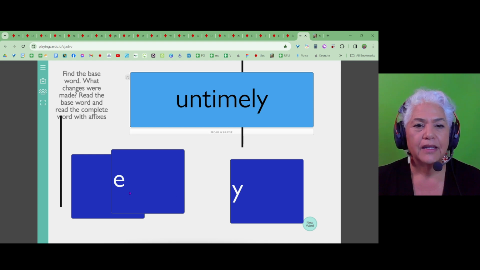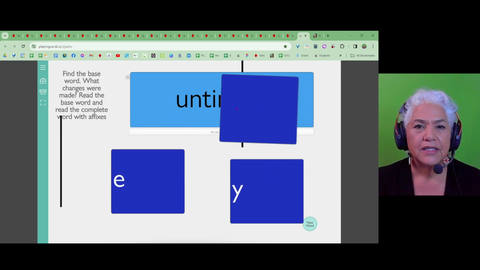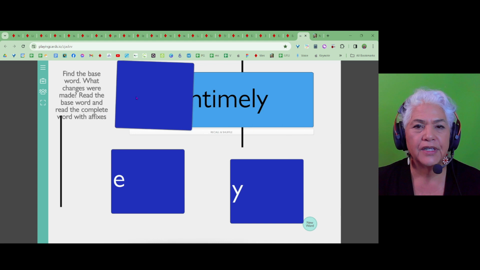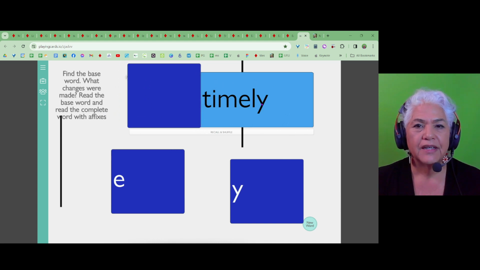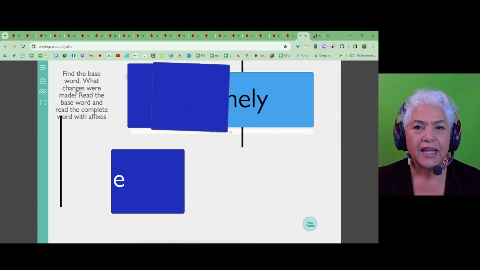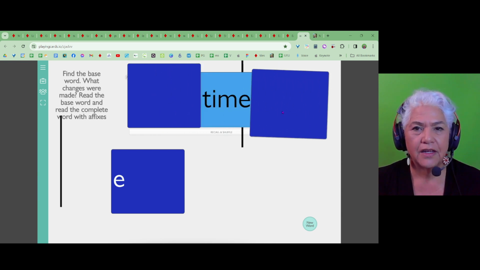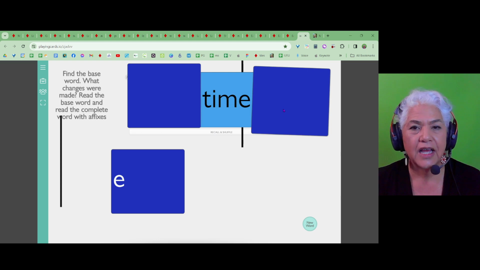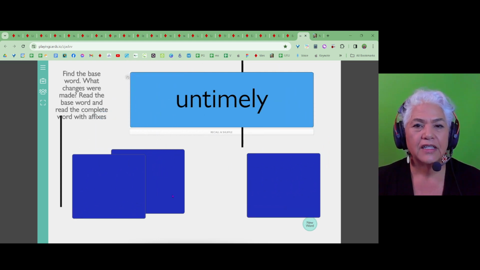And here again, they usually know the un. So there's that prefix un. I'm going to cover it. And what's my suffix? Just flip this over. What's my suffix? The ly. Do you see that ly? We've seen that in a lot of words. I'm going to cover it. The base word is time. When I add these on, it's untimely.